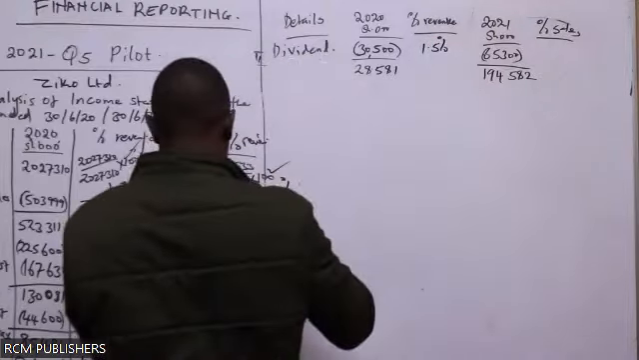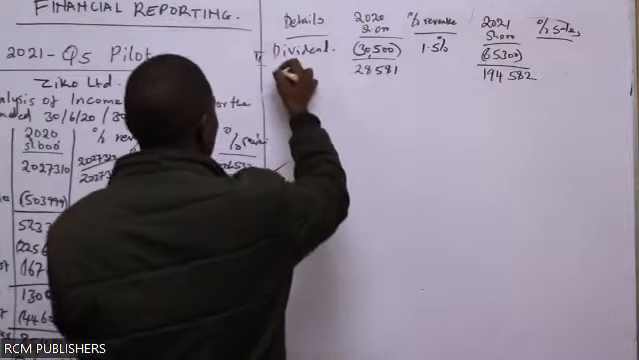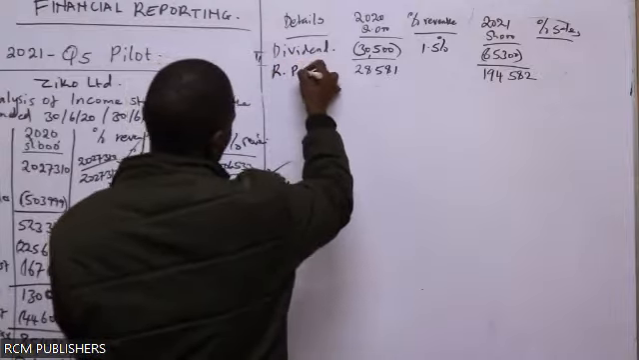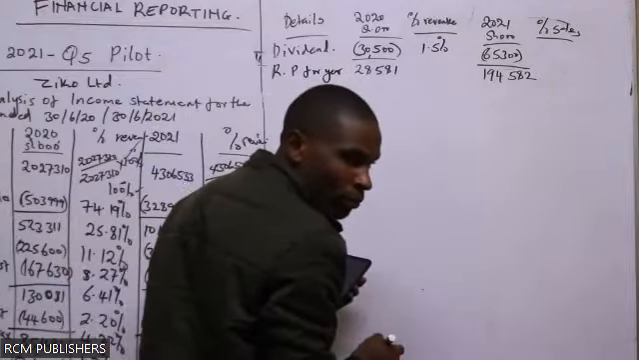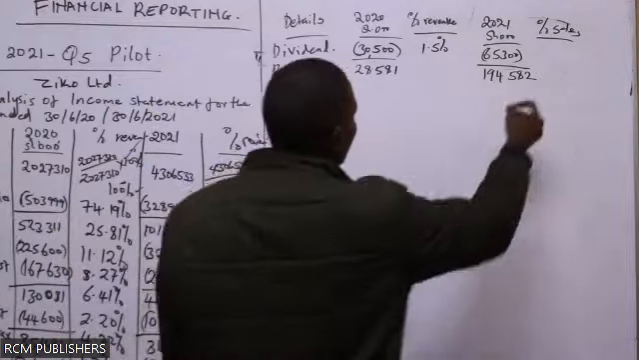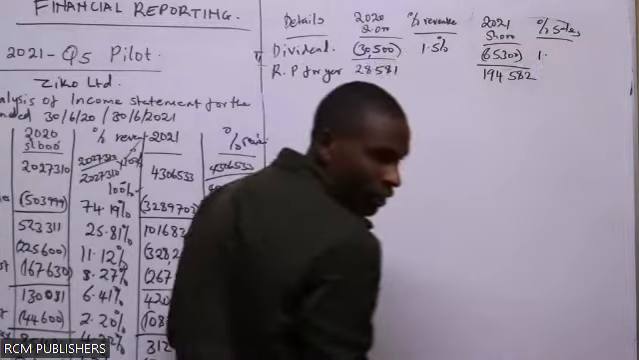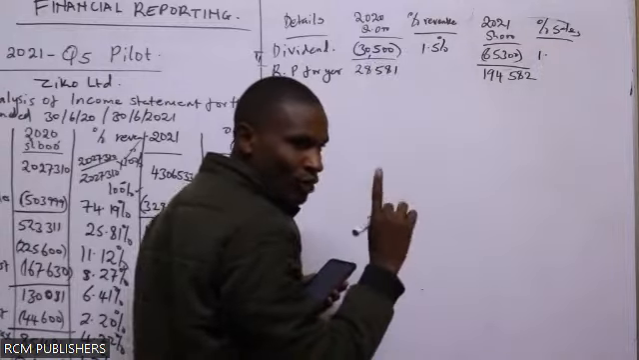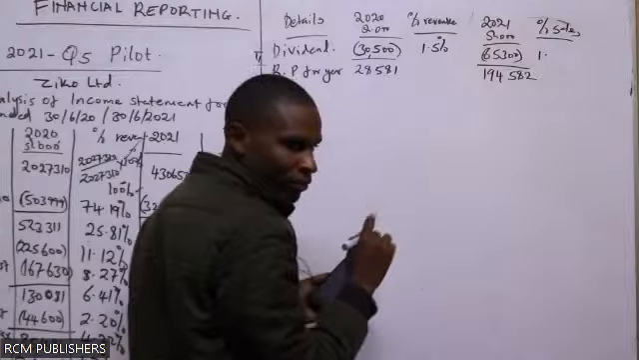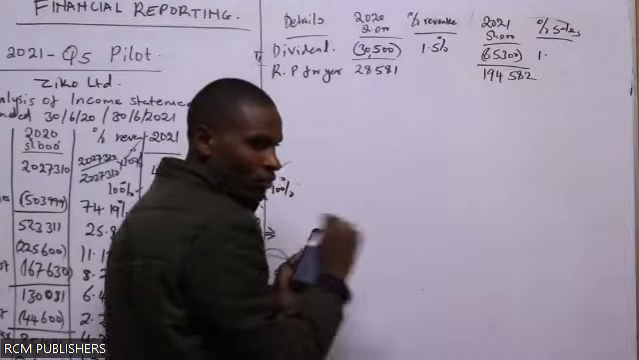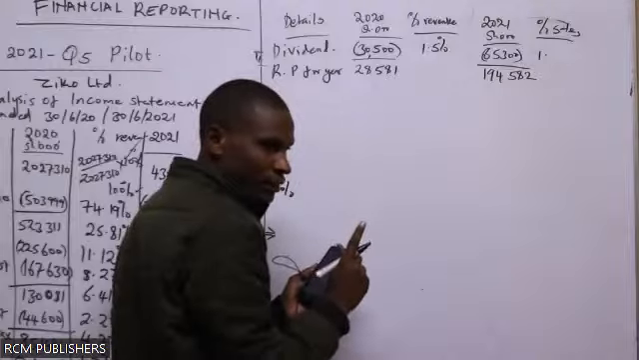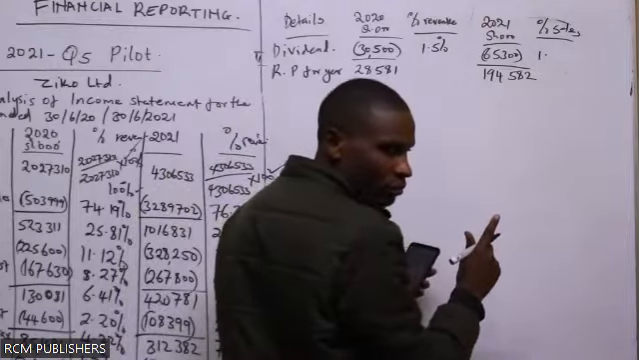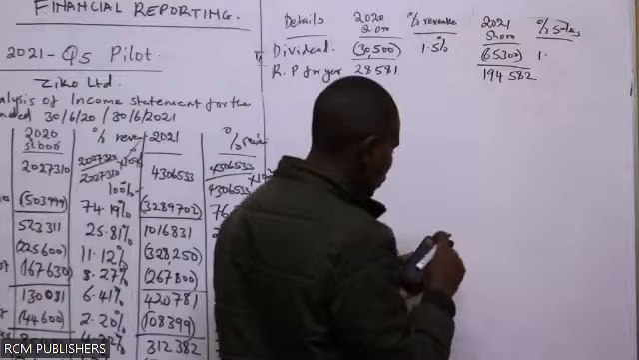This is now retained profit for the year. Retained profit for the year. 1.5. So what happened? Are we together? For 2021, 1.5, right? So dividend paid was the same. Took the same percentage. I hope that will be the right position.